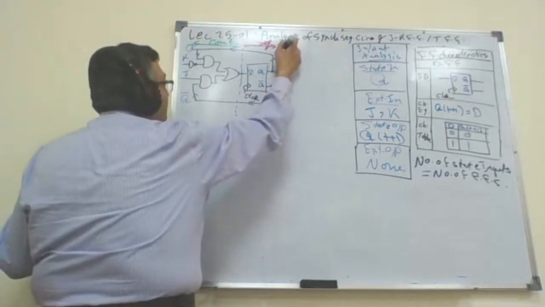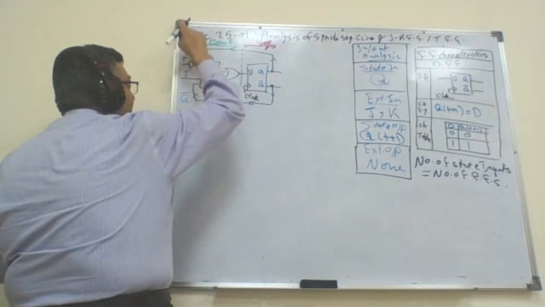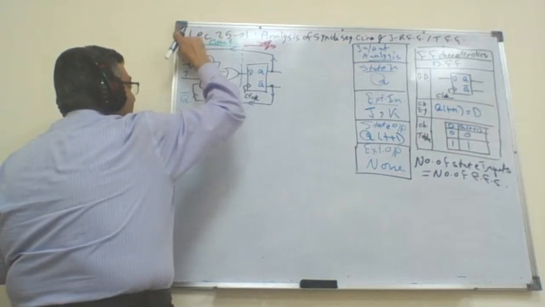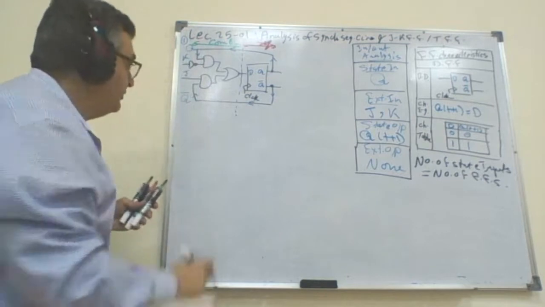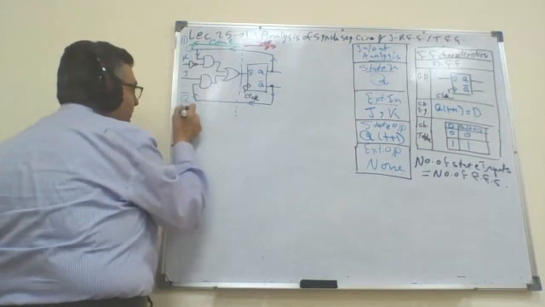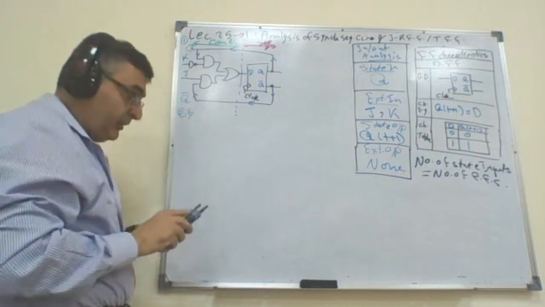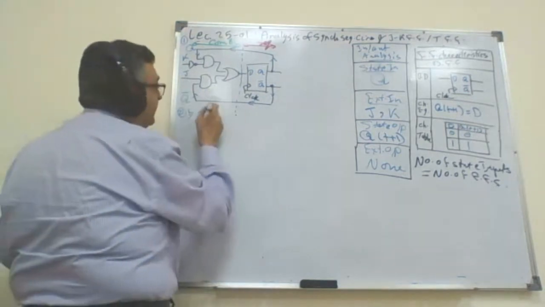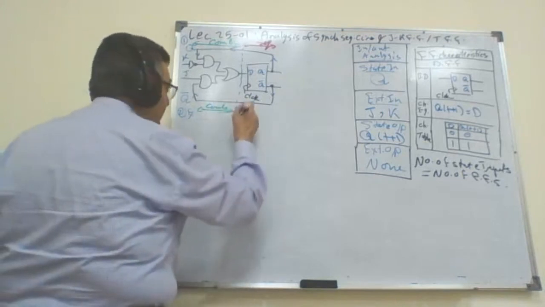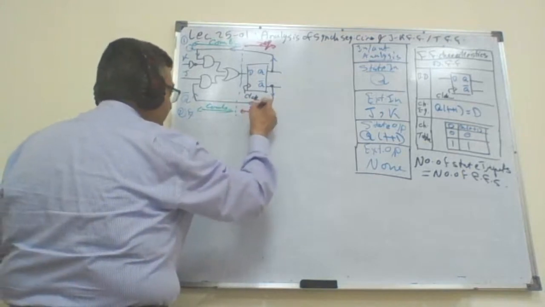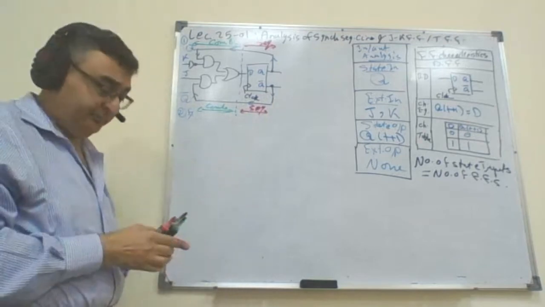Item number one is the circuit. I have the circuit. Item number two is the equations. I am looking for the state equations. As we recommend, this is the combinational part and this is the sequential part. We will analyze each of those components alone.